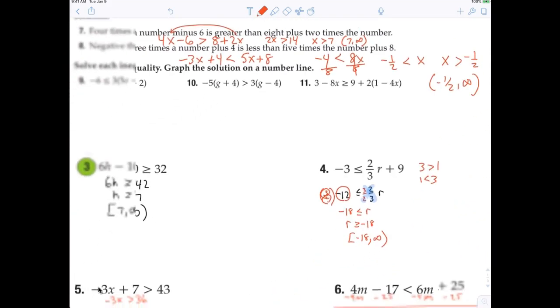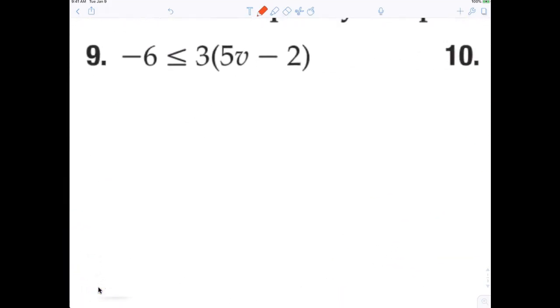Here we go. Number 9. Everybody write number 9 down. Quickly, quickly, quickly. Write number 9. Now, instead of distributing, I can do what here, guys? Divide by 3. All right, if I divide by 3, I get, what's negative 6? Negative 2. So negative 2 less than or equal to 5v minus 2.